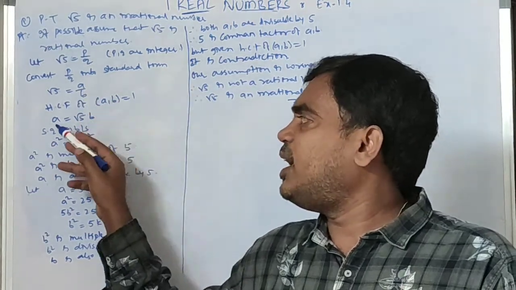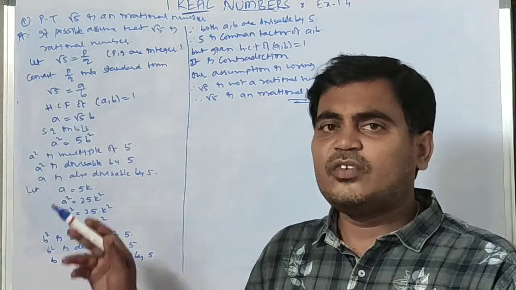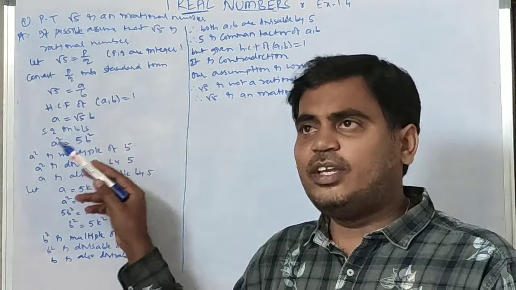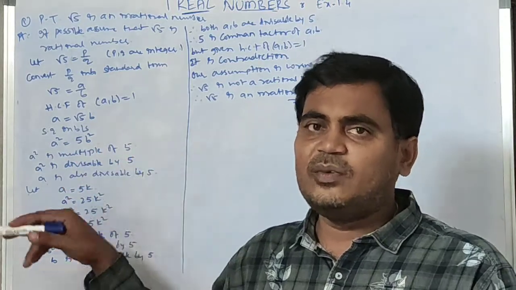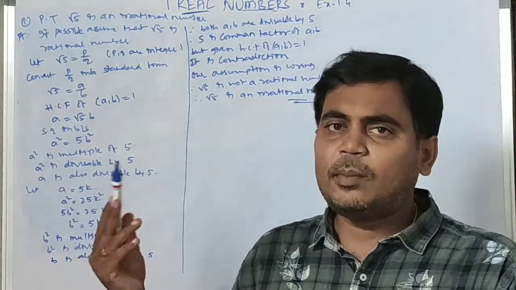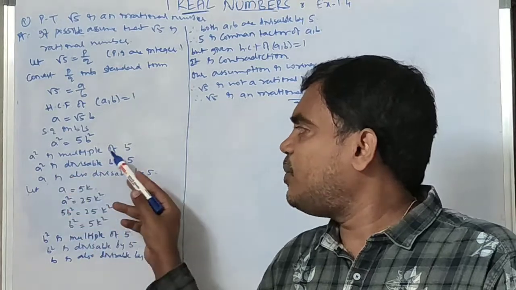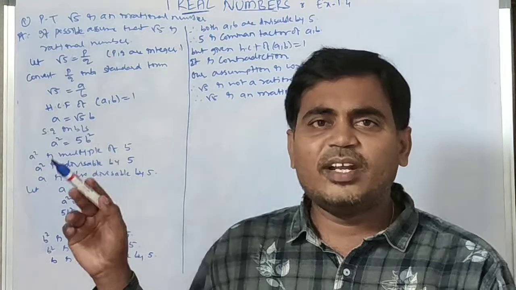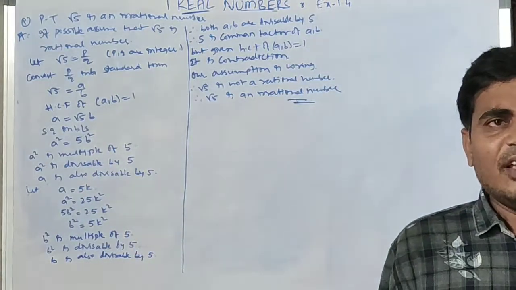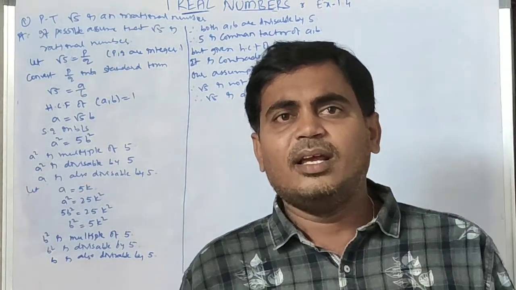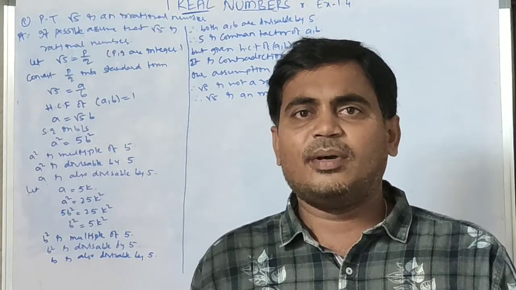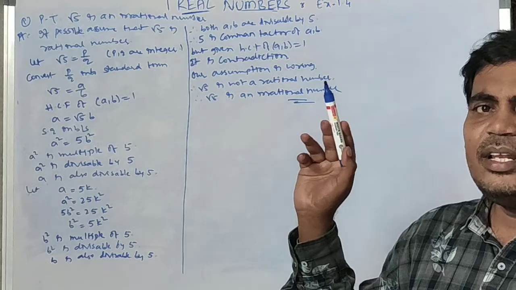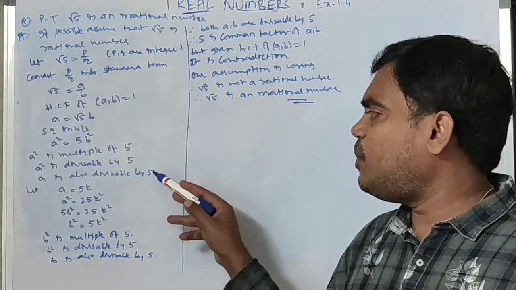So cross multiply: a equal to root 5 into b. Squaring on both sides, a square equal to 5 b square. It is nothing but a square divisible by 5. So a square is a multiple of 5. If a square is divisible by some prime number, then a is also divisible by that prime number. So a is divisible by 5.